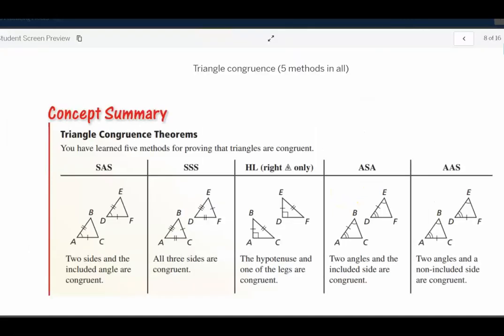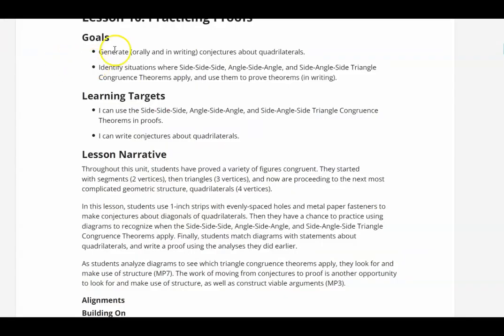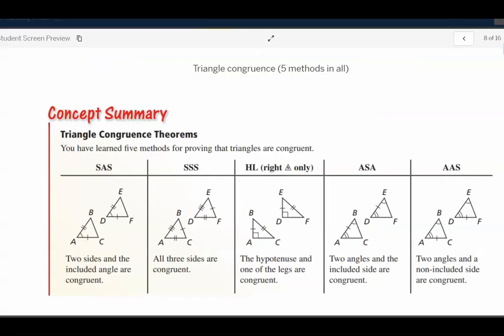Okay, so if you were confused by some of those card sorts, that's okay. We're going to continue. This is slide 8, and we're going to talk about the triangle congruence methods. So these are all of the triangle congruence methods put together.